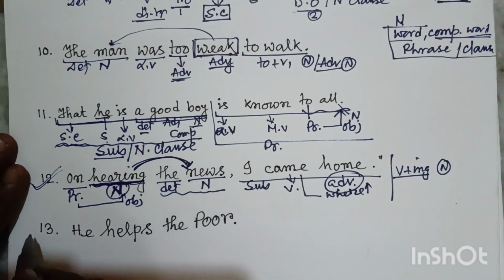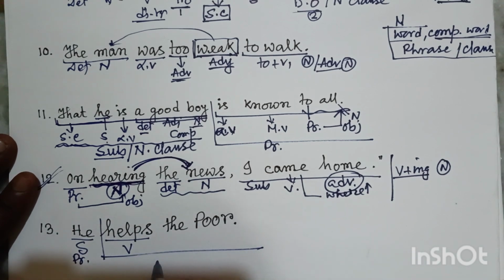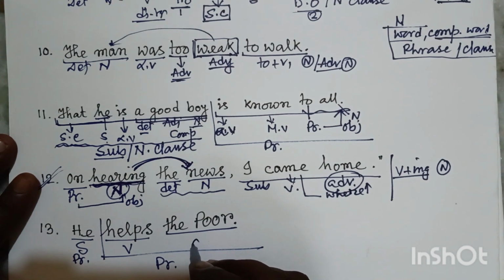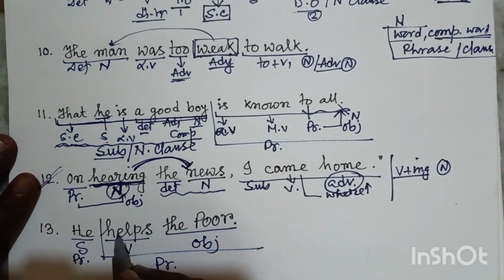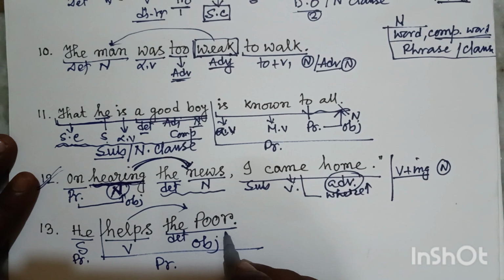Now the last one, "he helps the poor." He is the subject, helps is the verb, he is the pronoun, used as subject, and this entire part is the predicate, and helps is the verb, and the poor is the object of the verb help. Object of the verb help. Friends, the is the determiner, and poor here is used as a noun. Friends, it is not used as an adjective in the sentence.